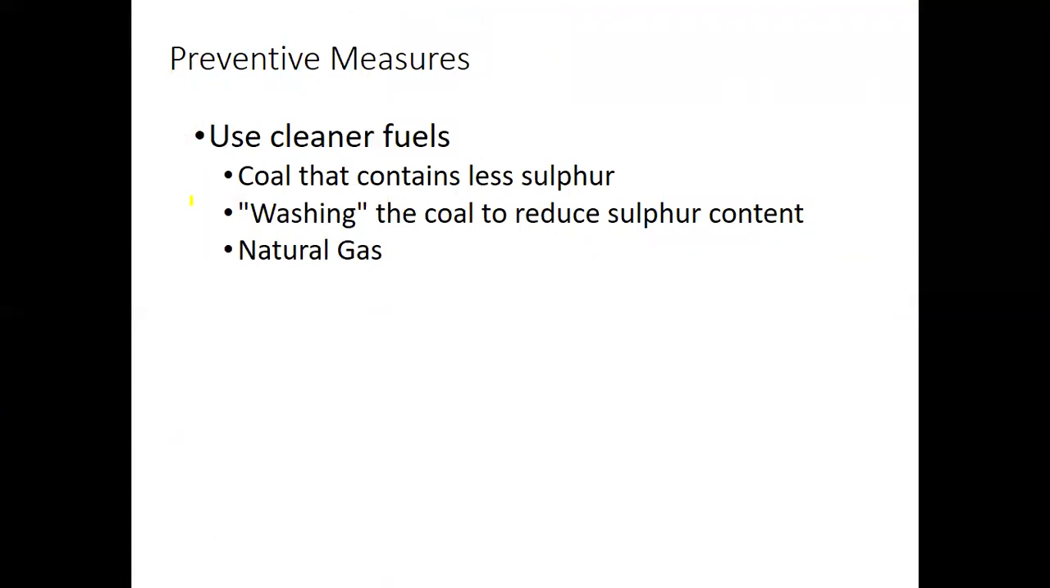Then, as a preventive measure, we can use cleaner fuels. So, we can use coal that contains less sulfur. In our country, we know the thermal power plants generate the large amount of energy required for the country. The coal is the largest source of energy for generating electricity in the world. So, coal-fired power plants are one of the popular ways to produce and distribute electricity in the world.